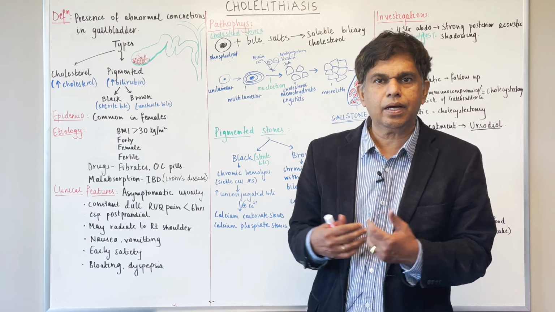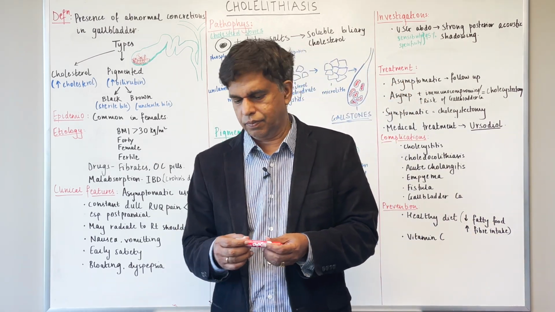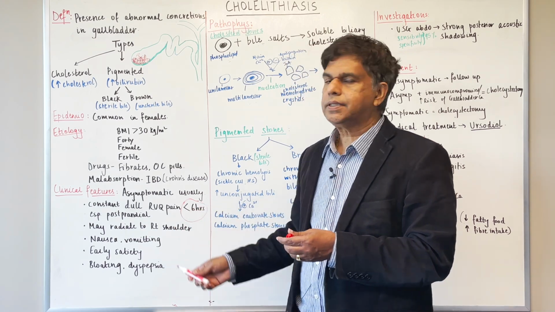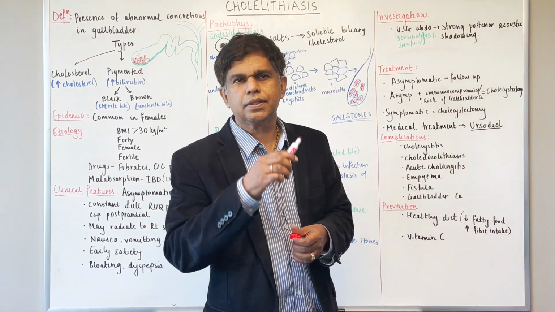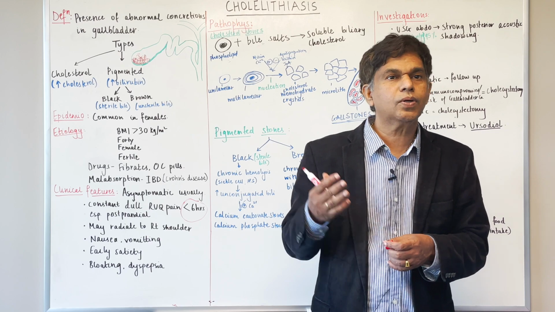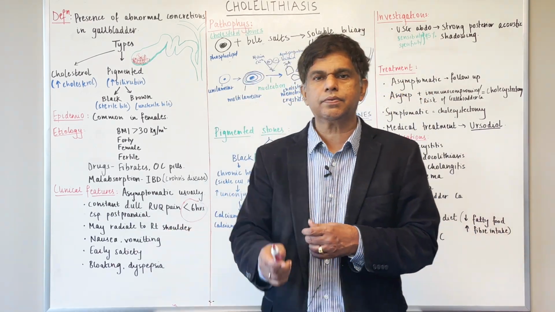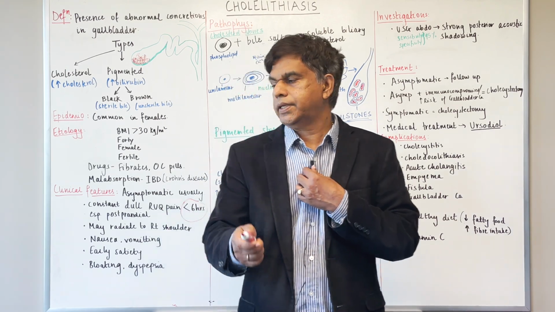Right upper quadrant pain. How long? The hours. What is the thing we have to look for? Less than 6 hours. If it's more than 6 hours, the longer term, then you have to think about acute cholecystitis or something else going on, right? What are the other things? It may radiate. Where does it radiate to? Right shoulder, okay.